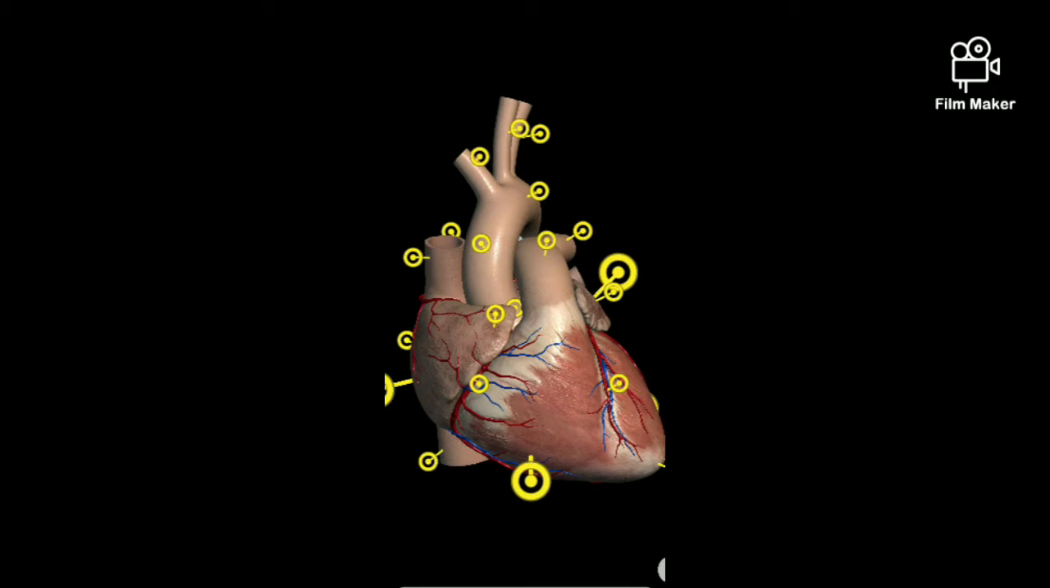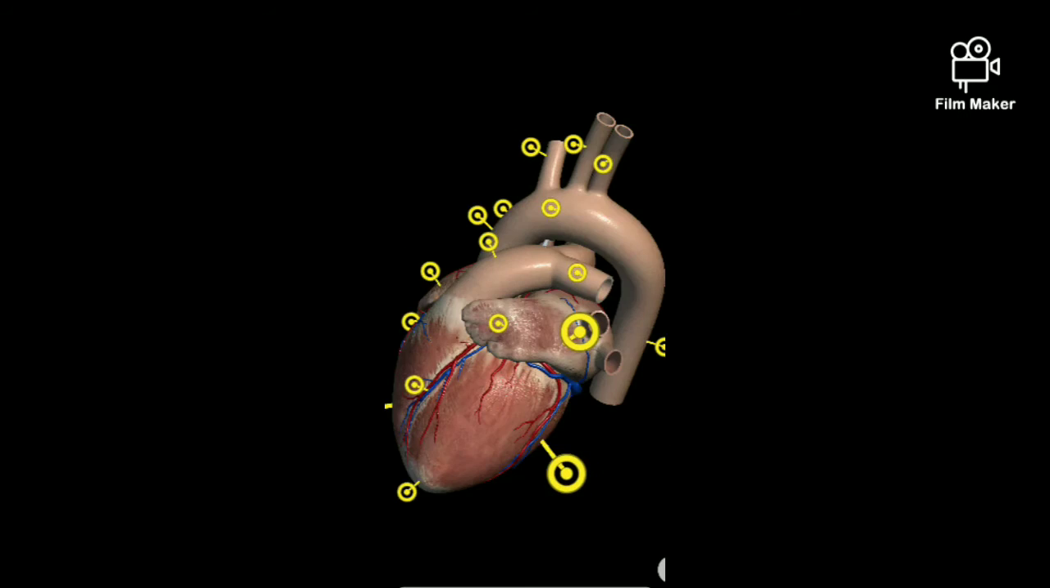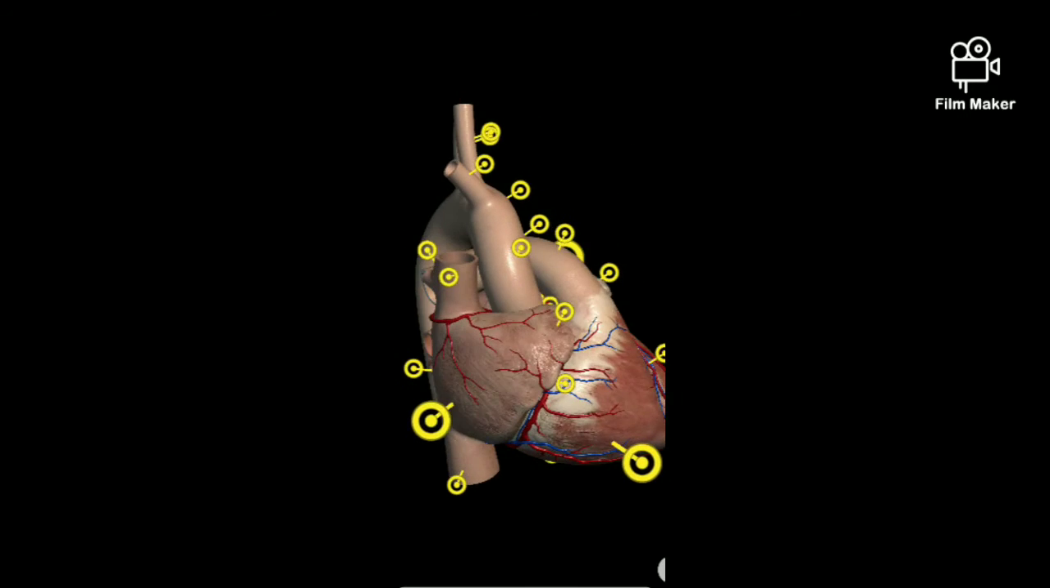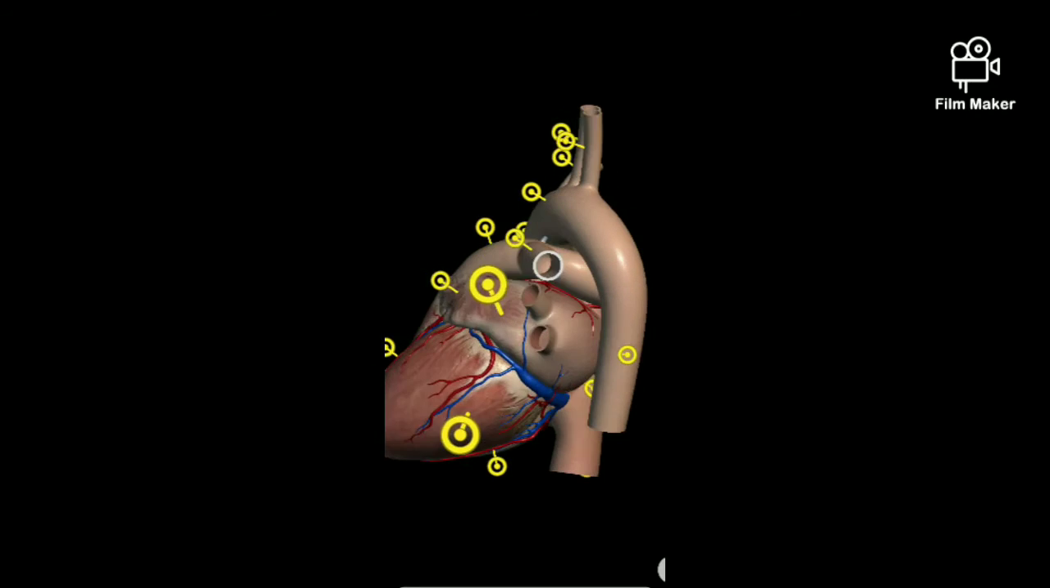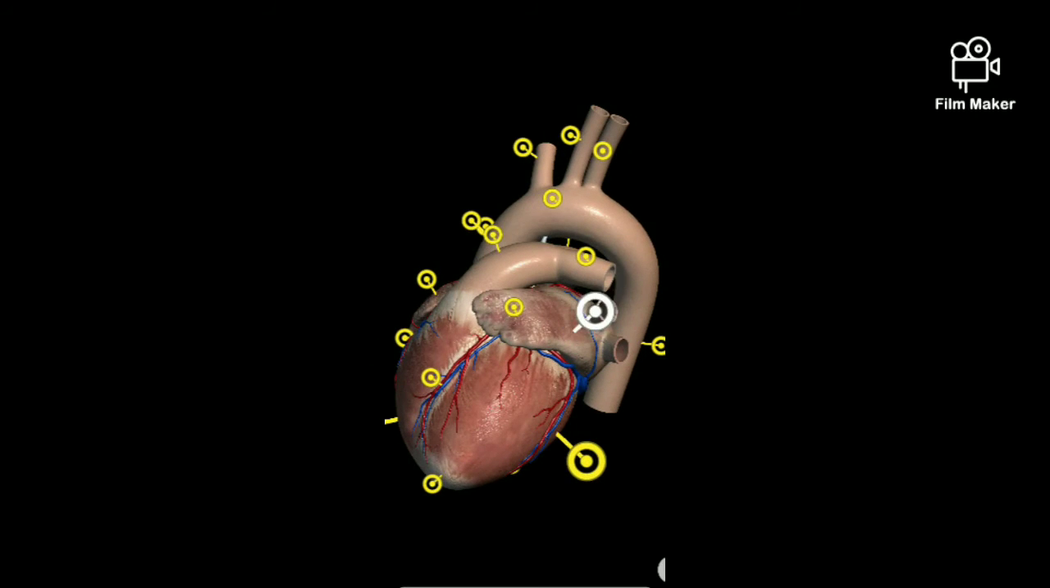This is all about the right atrium. Next, we come to the left atrium.